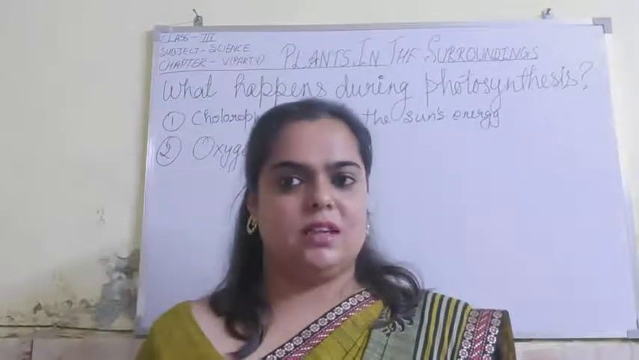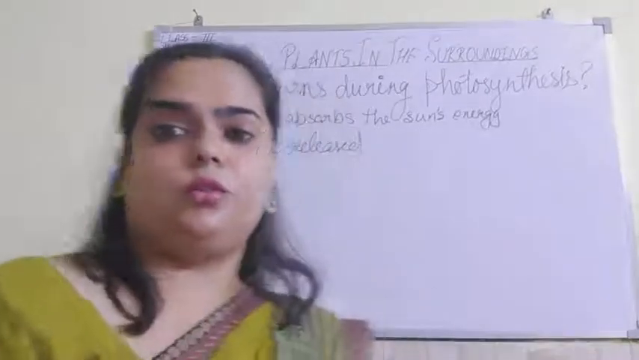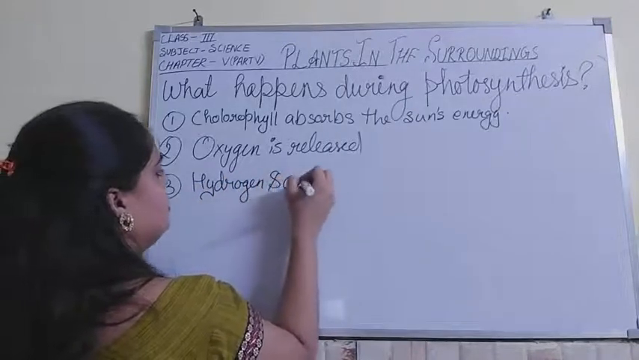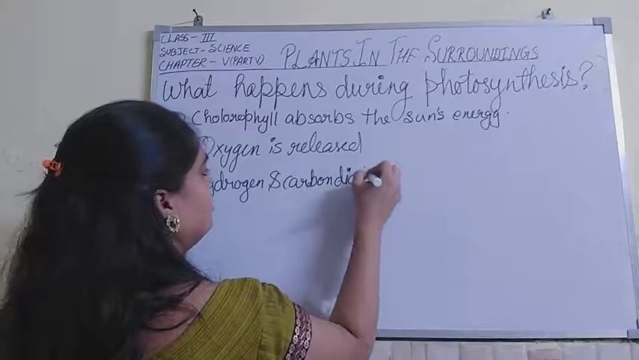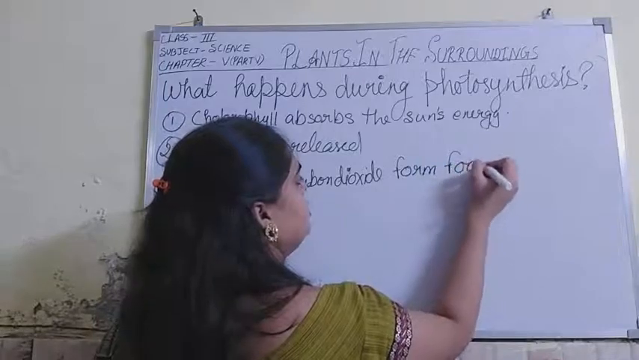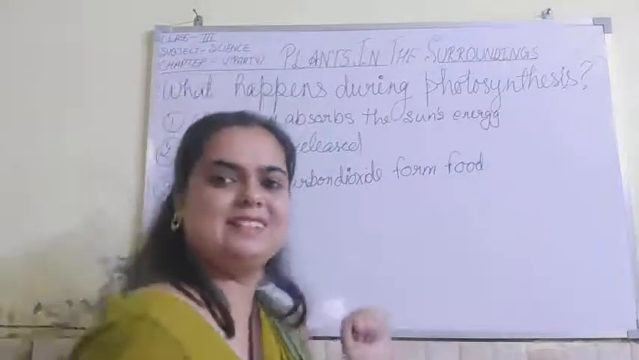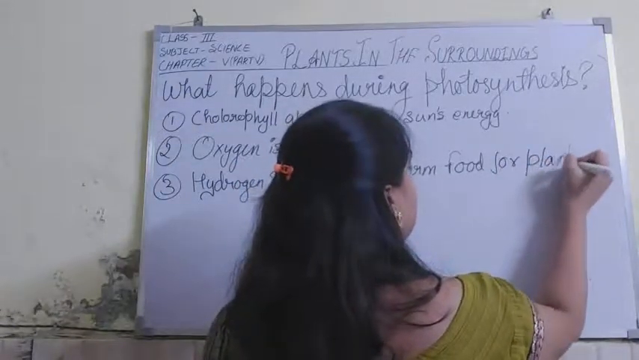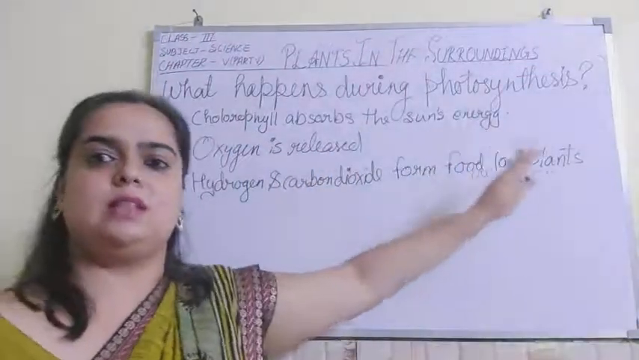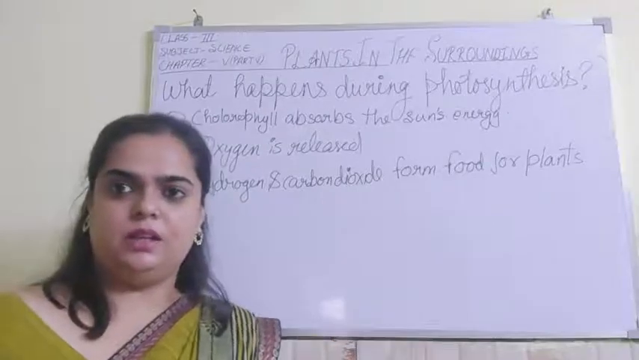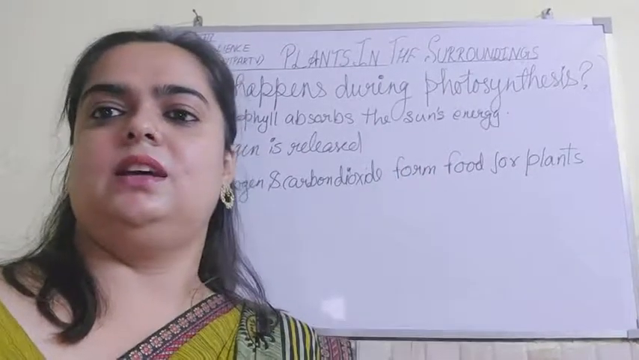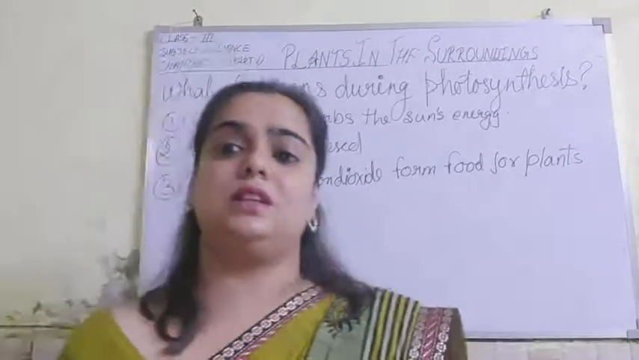Hydrogen and carbon dioxide are used to form glucose, or food for the plant. Hydrogen and carbon dioxide form food, and this food is prepared for the plants. Okay. Now, what happens during photosynthesis? Chlorophyll absorbs the sun's energy. Then oxygen is released into the atmosphere, and hydrogen and carbon dioxide form food for the plant. Now, let us discuss photosynthesis with the help of a diagram.